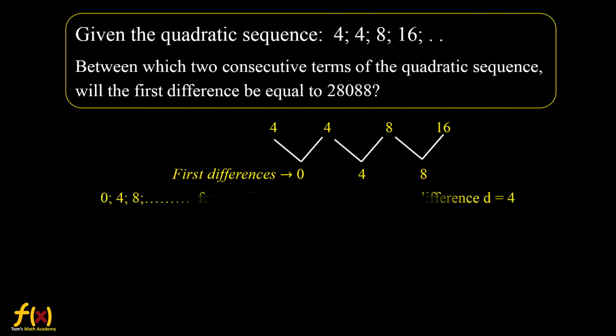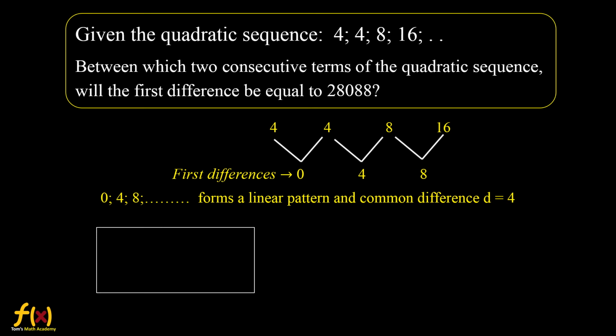Now this is seemingly a linear pattern with common difference. 4 minus 0 is 4. 8 minus 4 is 4. So we find that it is a linear number pattern. And we have to calculate the general term Tn equal to a plus (n minus 1)d. We can simplify it as 4n minus 4.